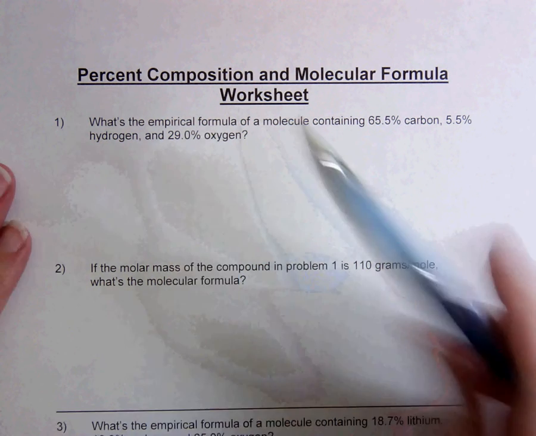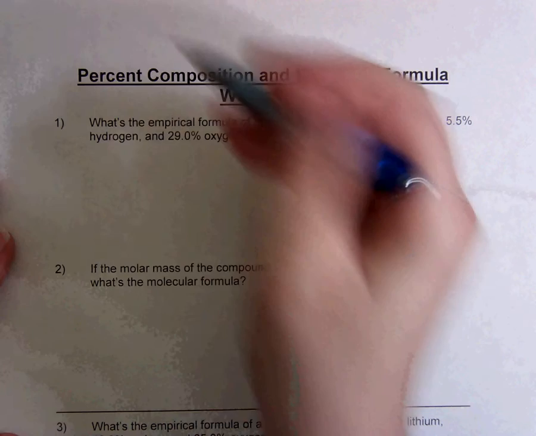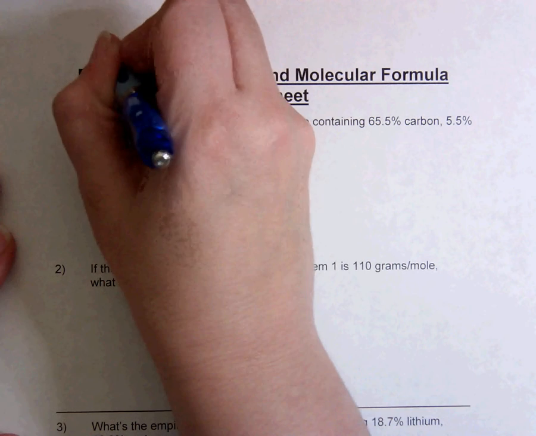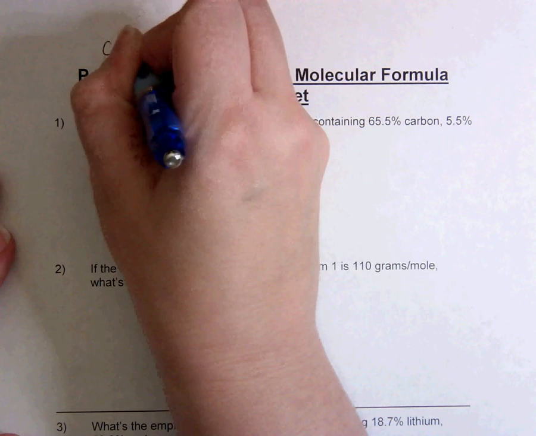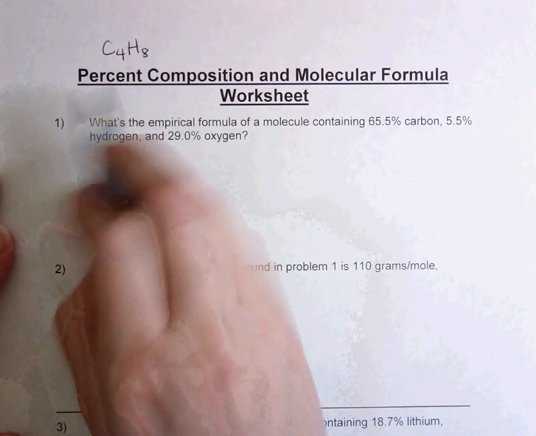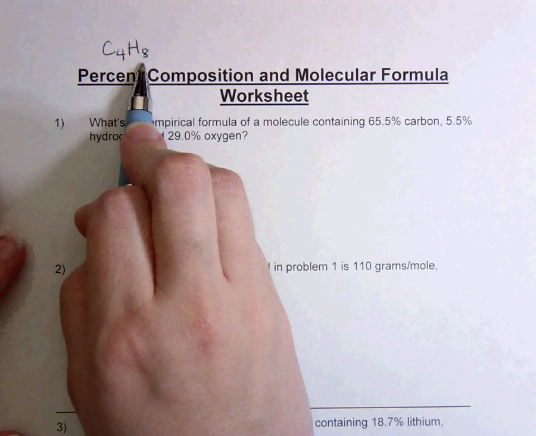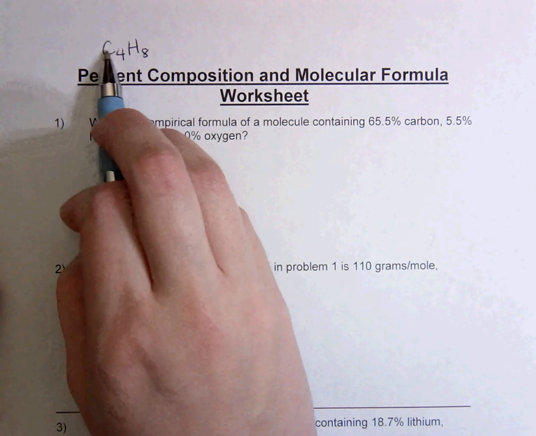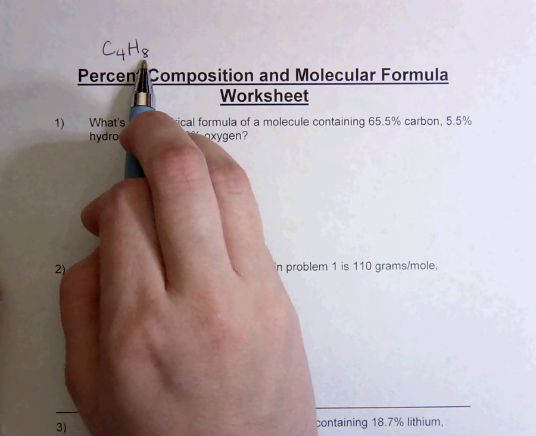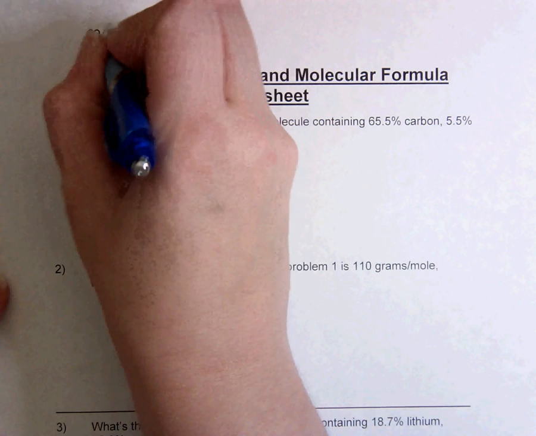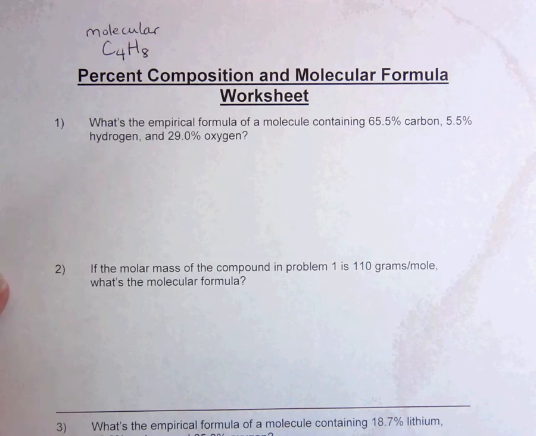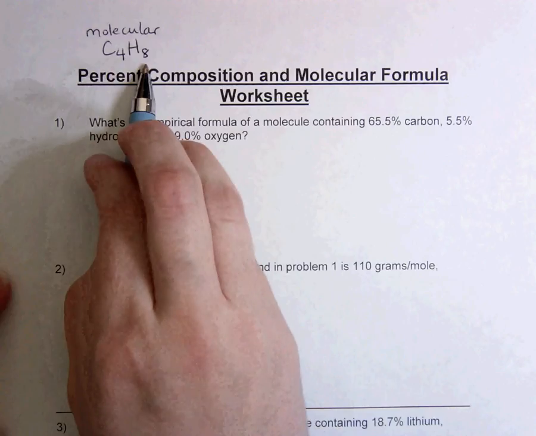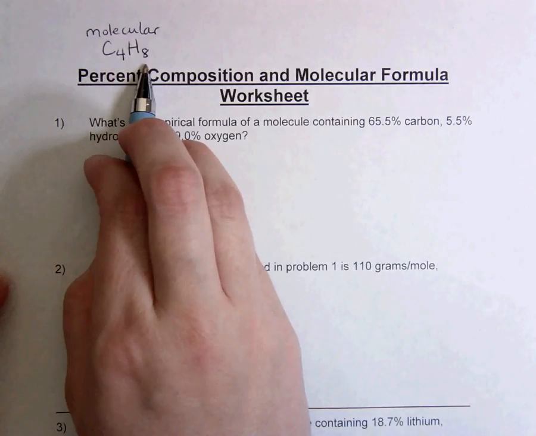So for example, if we had a compound like C4H8, this is not in lowest terms. If this were a molecular compound, this would be its molecular formula. If I put this down into lowest terms, then we call it an empirical formula.